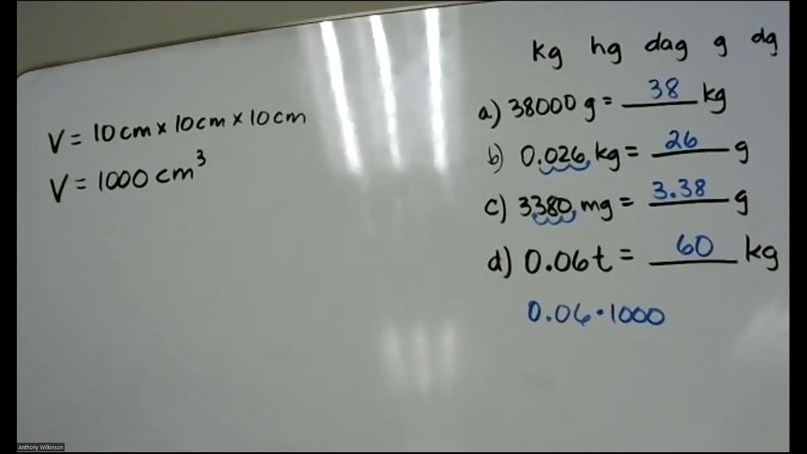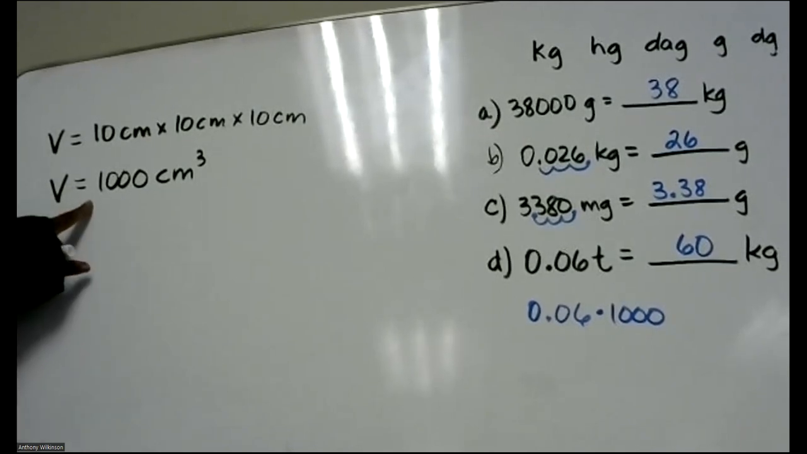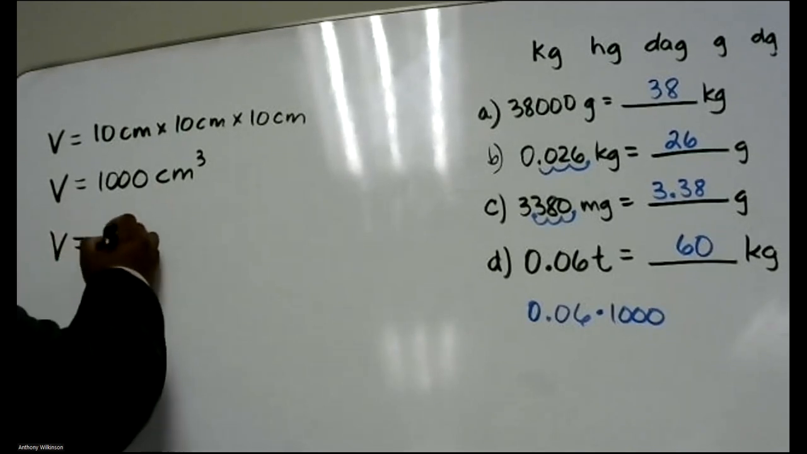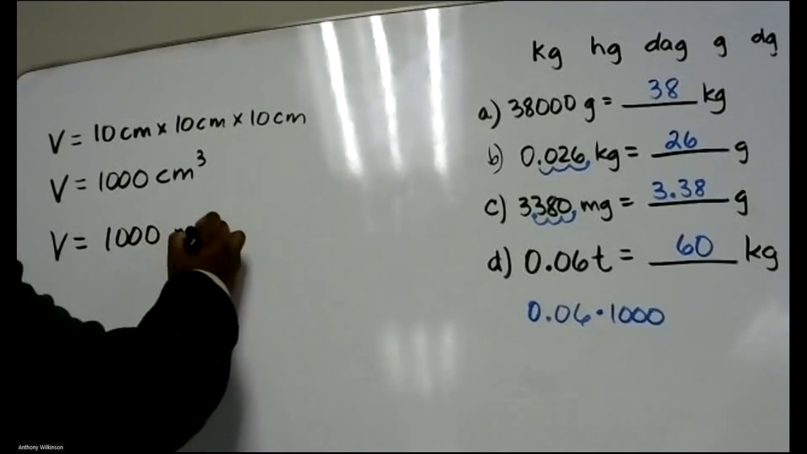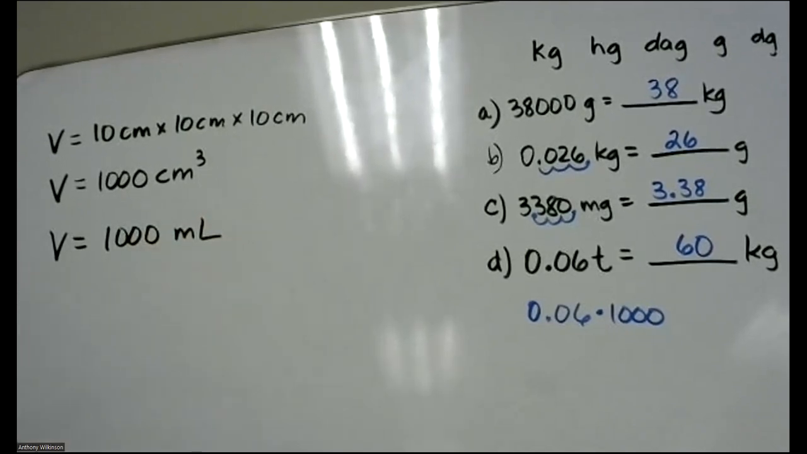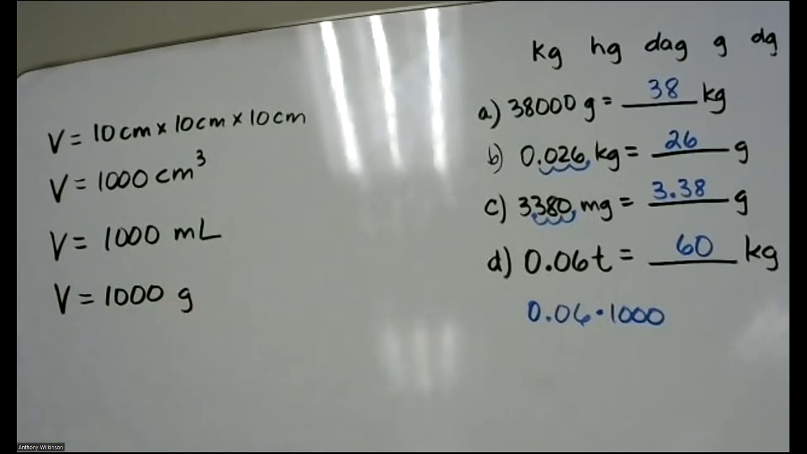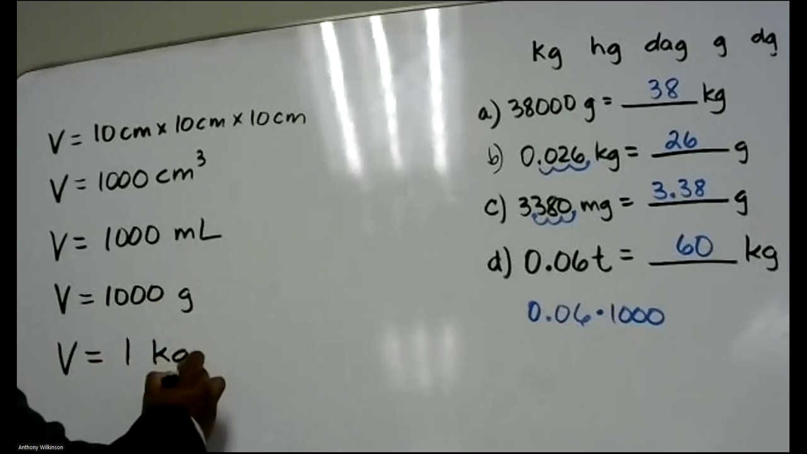But here they want the mass of the water. Well, if I know that 1 cubic centimeter is equivalent to 1 milliliter, I can say this will be 1,000 milliliters. And that's for the fact that 1 cubic centimeter is 1 milliliter. Okay, and 1 milliliter is going to be equivalent to 1 gram. So this will be 1,000 grams. Or if I want to, since 1,000 grams is equal to 1 kilogram, I can say that the mass is 1 kilogram.